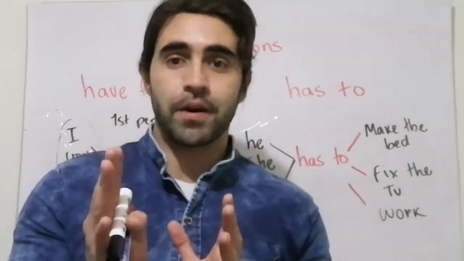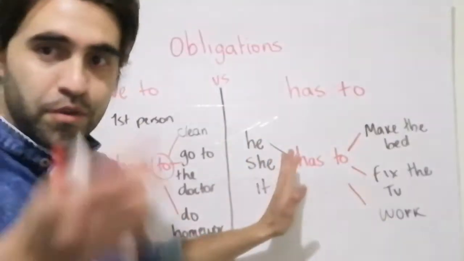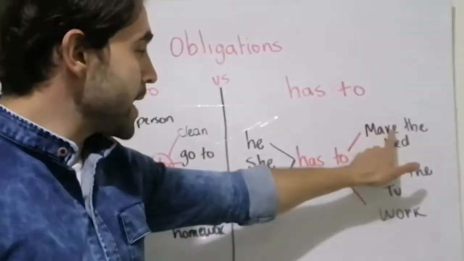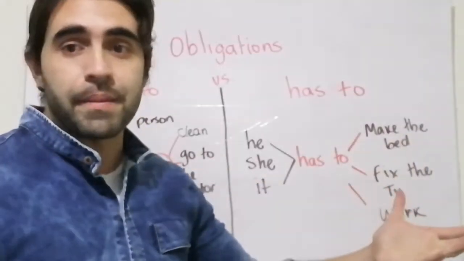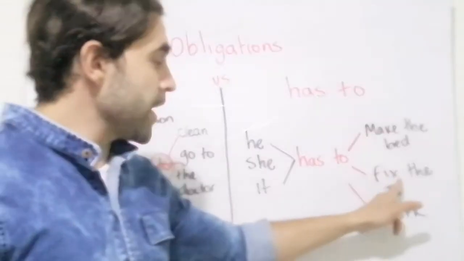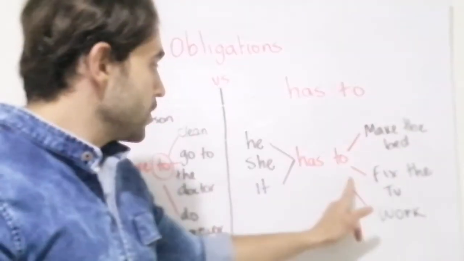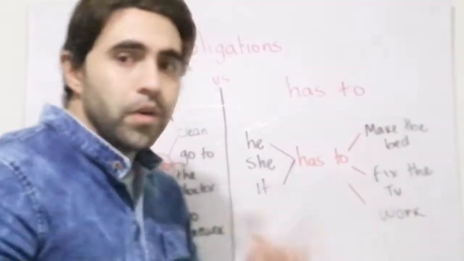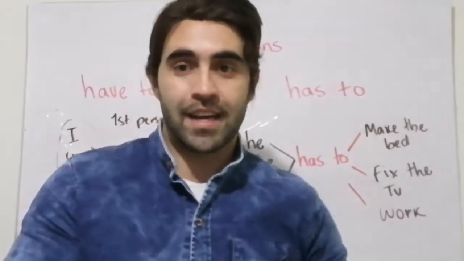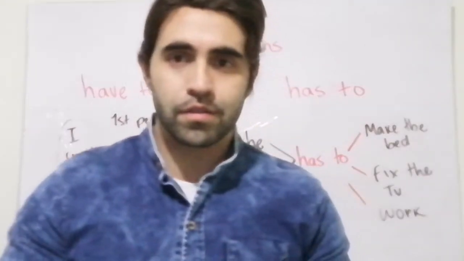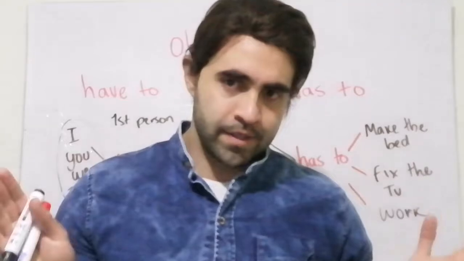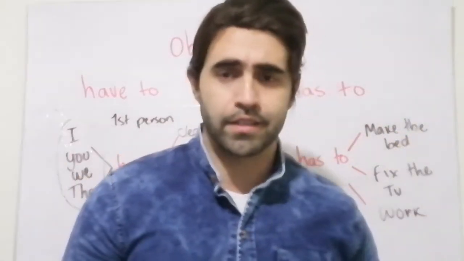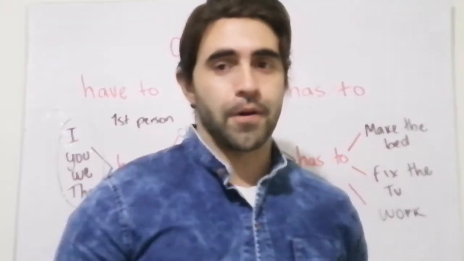Yes, that is the first part. Now notice that it's the same structure we use: he has to, and we have a verb. He has to make the bed. The bed is the complement. She has to fix the TV. Yes? He has to work, or my father has to work. In this case we can also use relatives in order to complete the sentences. My father, my mother, my brother, my friends, etc. So this is the positive form, right?